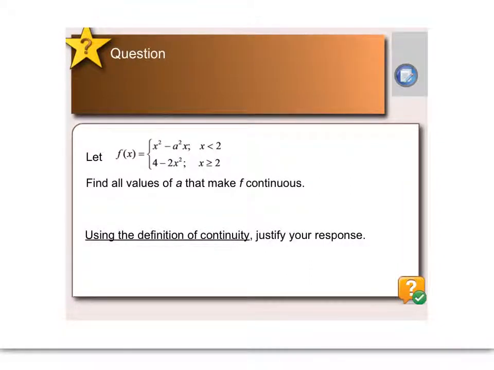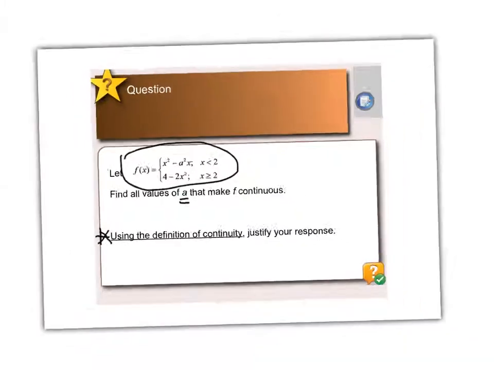Okay, so in this function I can see I'm given a piecewise function and that I have to find the value of a that will make the function continuous. Now I'm going to use, of course, the three conditions of continuity to justify this. So let me get some room here. Shrink this down.